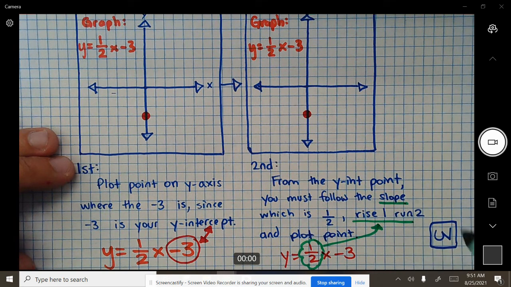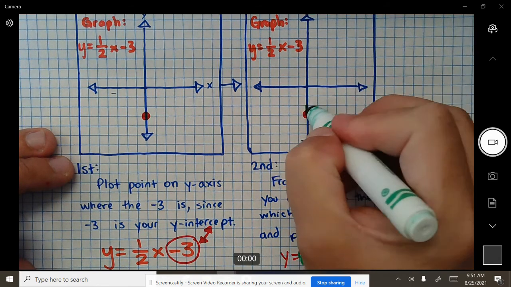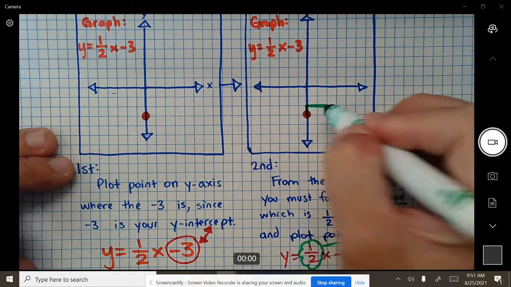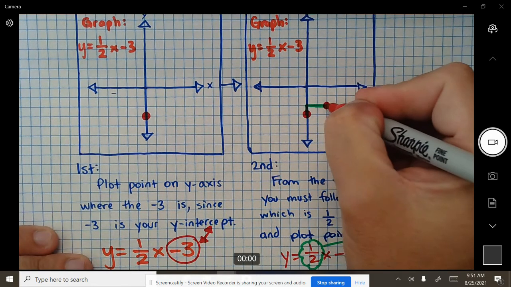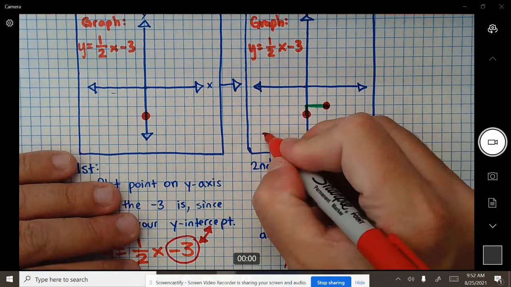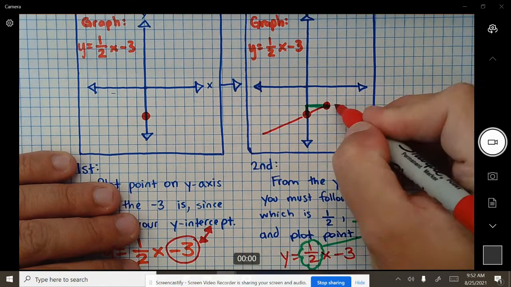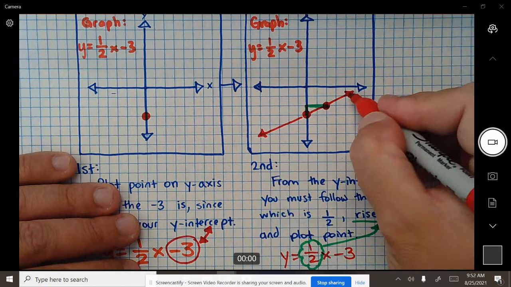Right? We know this. We've covered this so much in the last 4 days. Rise 1, run 2. There's your next point. All right, and then if you had something to make a straight line with, you're done. That is your graphed line. You just graphed in slope-intercept form.